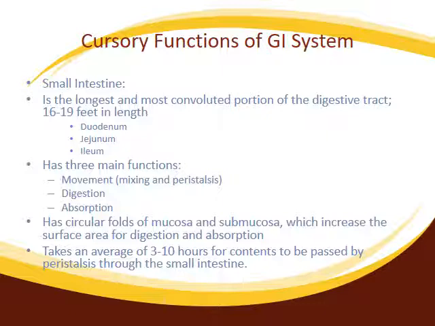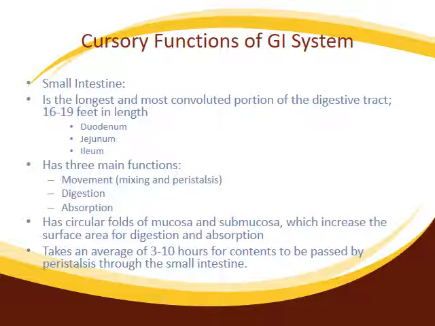If you remember, we talked about the placenta and how it has all those cotyledons, increasing that surface area for blood oxygen transfer. This is similar in the sense that those circular folds of mucosa and submucosa provide a greater surface area so that more digestion and absorption can happen. So, of course, the third main function is absorption of nutrients.